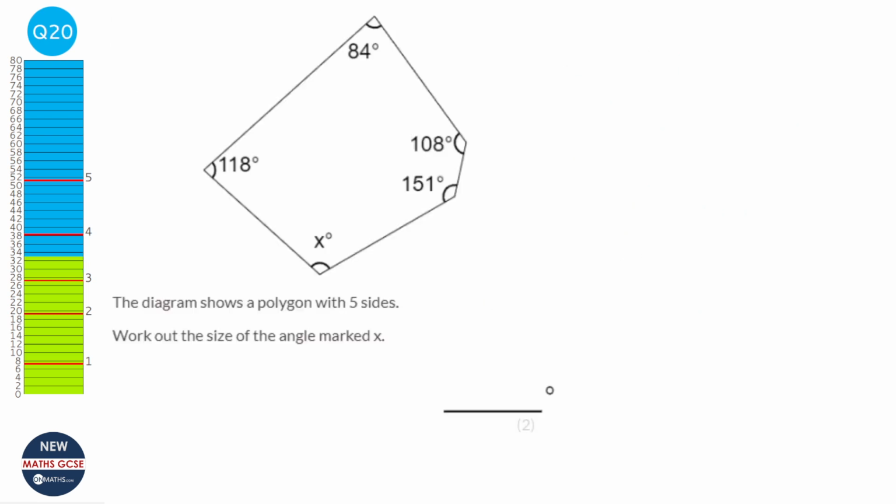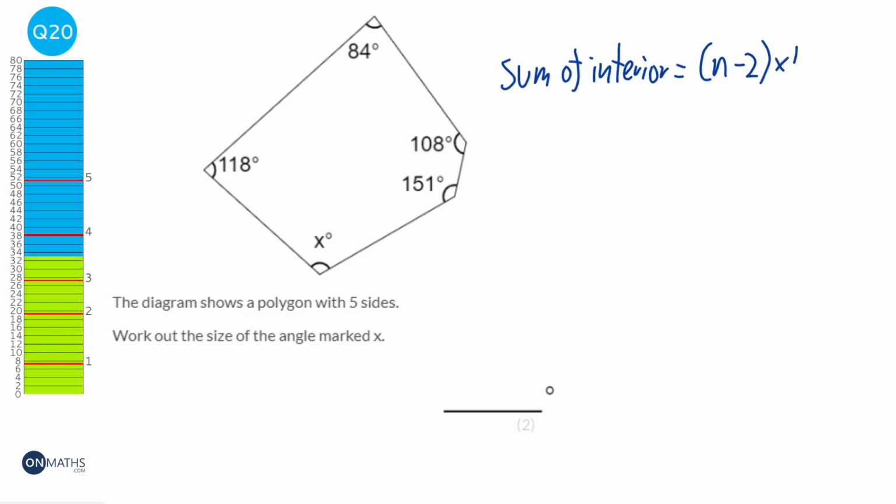Okay, first of all, we need to work out what the interior angles would add up to. So the sum of the interior angles is equal to n minus 2 times 180. Now n is the amount of sides, and it says it has 5 sides, so it would be 5 take away 2, which is 3, and then times 180, which would be 540. So we know it will add up to 540.